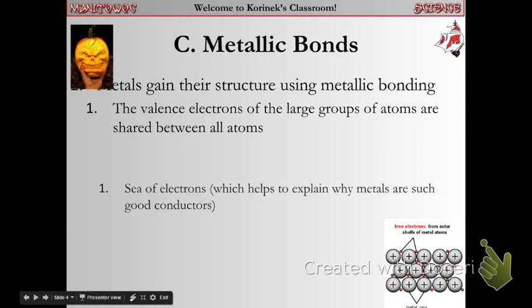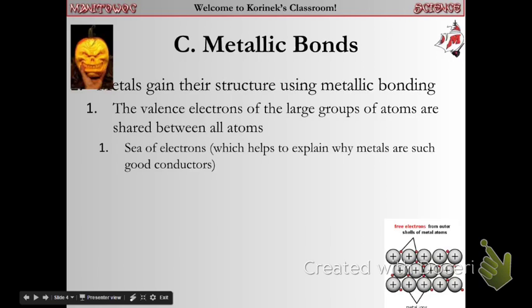All right. So we could also say it's like a sea of electrons, which helps to explain why metals are such good conductors. Because if we think about it, what does it mean to be a conductor? It means to be able to pass electricity through, or to be able to move electrons. And in this case, what are we doing? Well, we're moving electrons. We're passing electricity through the metal.